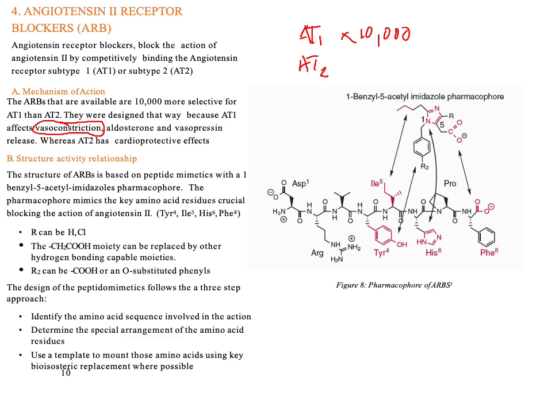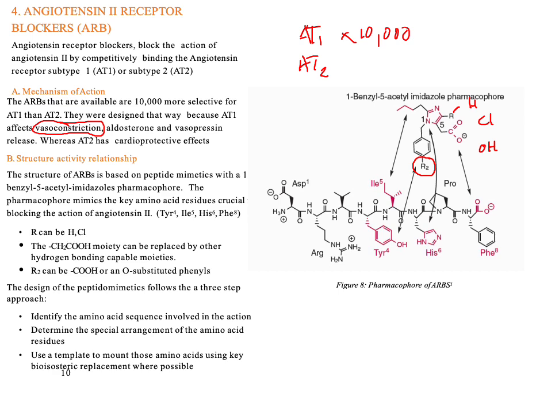The R group that's here can either be hydrogen or chloride. The carboxylic acid moiety can be replaced by any other type of hydrogen bonding capable moieties. So the carboxylic acid moiety here, you can put any other type of hydrogen bonding moieties. In some cases, you will only see OH, but anything with hydrogen bonding capability can be used to replace the carboxylic acid. And then the R2 group, which is here, can either be a carboxylic acid or any O substituted phenols.